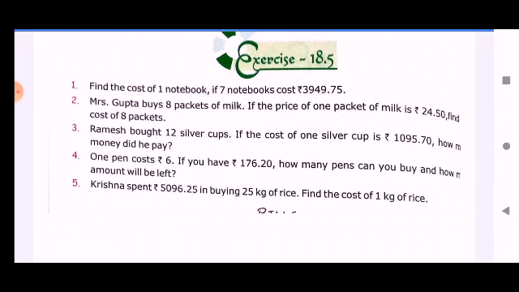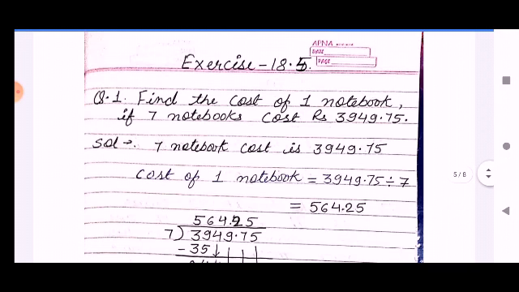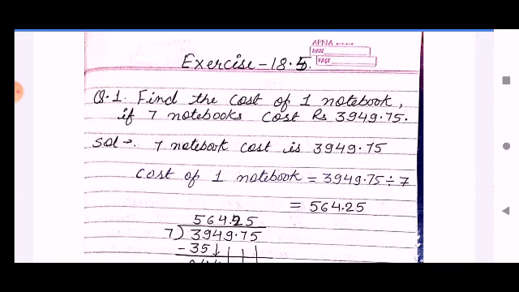The next exercise is 18.5. The first question is: find the cost of one notebook if 7 notebooks cost rupees 3949.75. Okay, sorry, we read it as rupees 3949 and 75 paise.